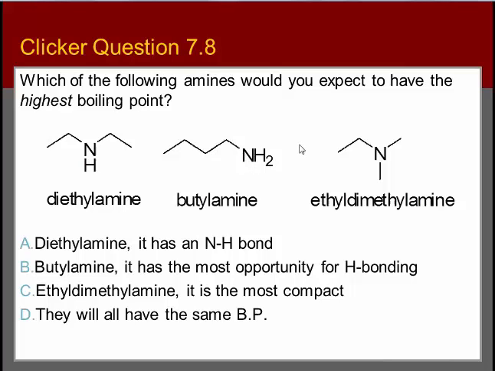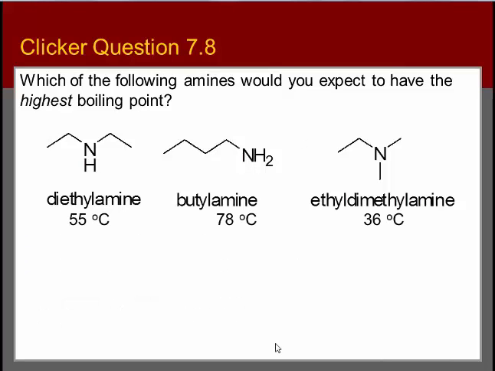And if we look at the actual boiling points of these three compounds, we see that indeed butylamine has a boiling point 20 degrees higher than diethylamine, and ethyl dimethylamine has the lowest boiling point. There are no NH bonds present. Even though these amines here have all the same chemical formula, 4 carbons, 1 nitrogen, and the appropriate amount of hydrogens, based on the shape or the design of their structure, butylamine has a much higher boiling point because it has more opportunities for hydrogen bonding.